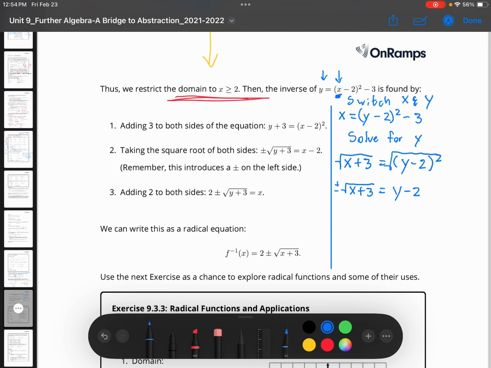Now, if I am asked to restrict the domain, then I wouldn't really have the negative. And that's normally what happens, okay? And then finally, as I'm solving for y, I'm going to add a 2. So my final answer would be y is equal to the square root of x plus 3 plus 2. Okay? And if you see this symbol right here, which is what they have right here, the same symbol, this symbol just says that that's the inverse. So that's the symbol for the inverse function. All right, so this will be the inverse.